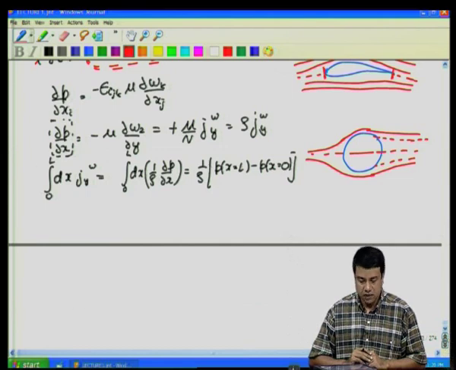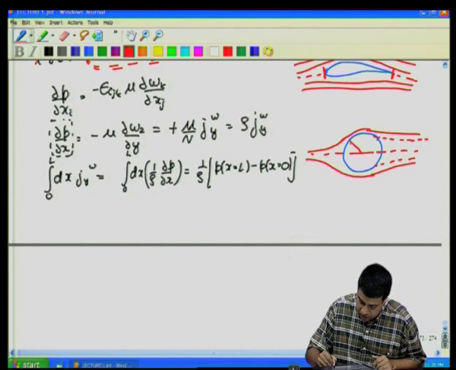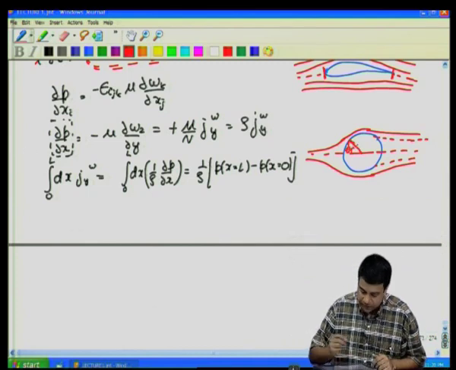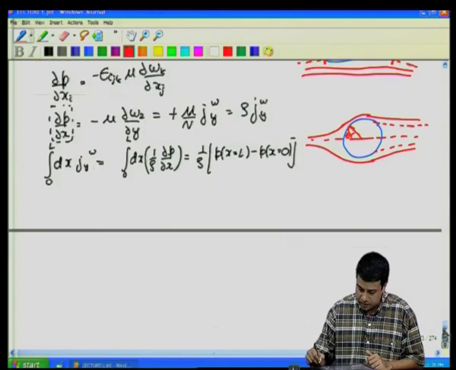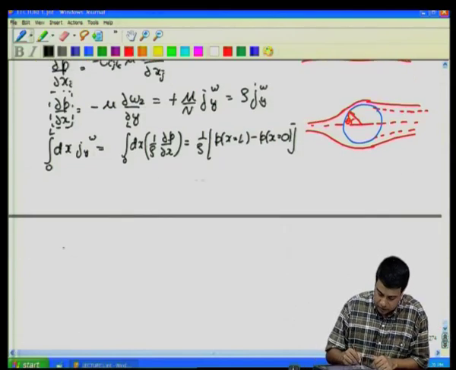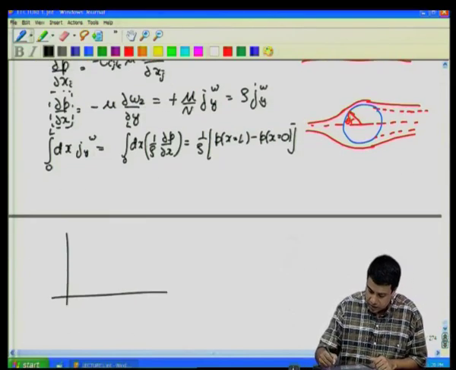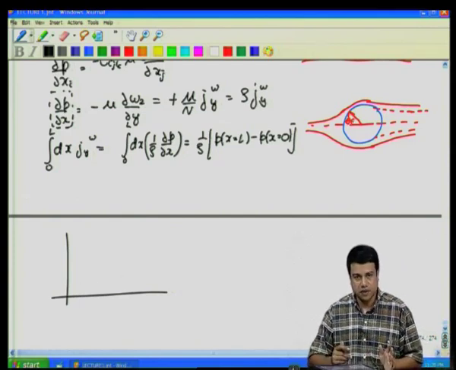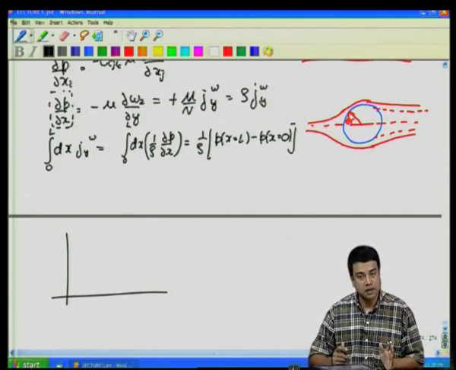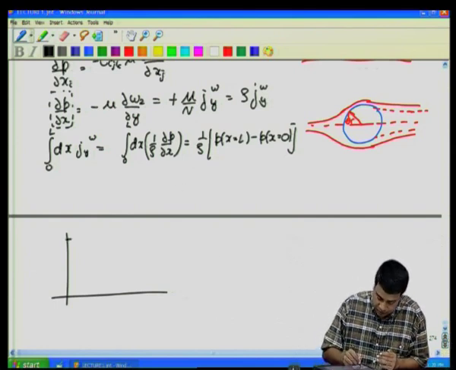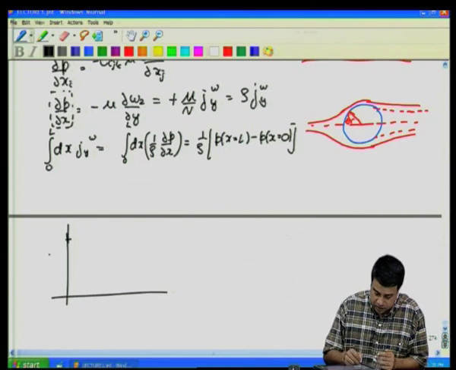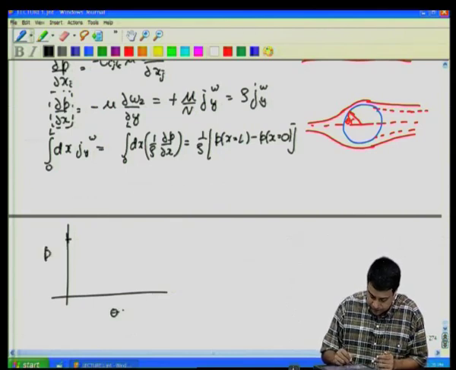So, in the accelerating region, if I plot the pressure as a function of this angle theta around the surface, at theta equal to 0, you have the upstream edge. There is a stagnation point there, the velocity is very small. Therefore, the pressure is largest at this point. Theta goes from 0 to pi.